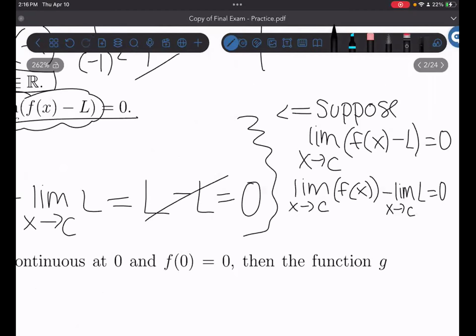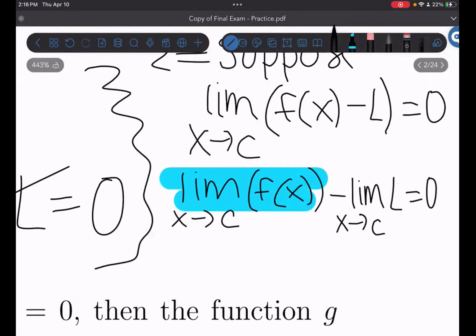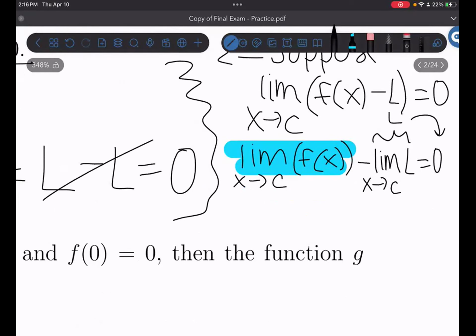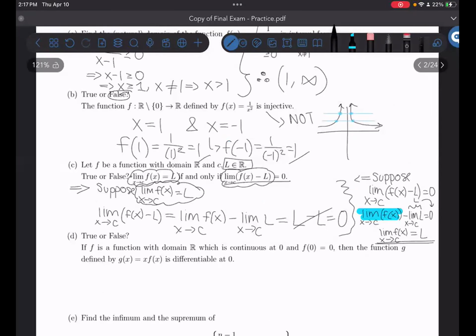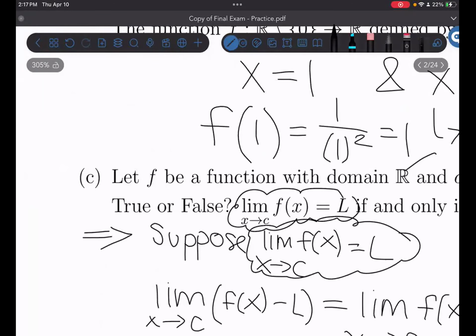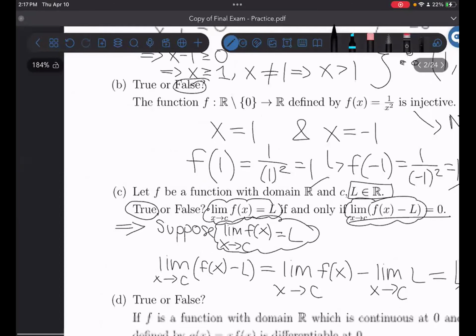And we're trying to find this guy. And we know that this guy equals L. And I can just move this over. So then my limit of f of x as x approaches c would just be L. So it is true in the backwards direction. So that means we just proved that this statement is true.